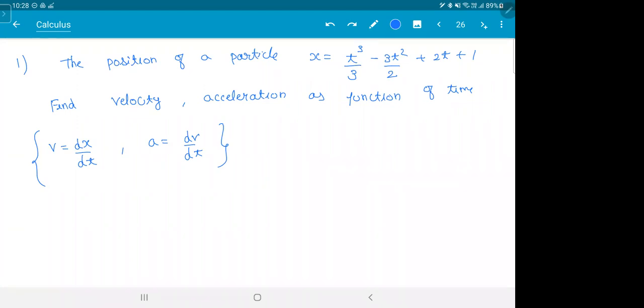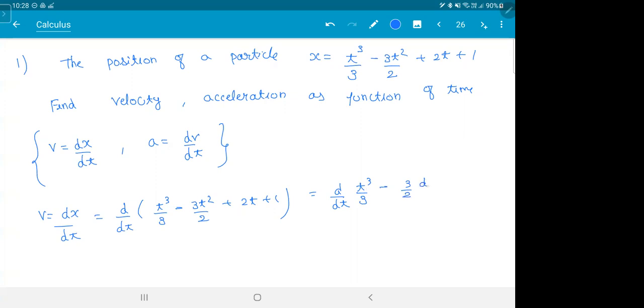See, what is velocity? dx by dt. You have to remember these things. So this would be d by dt. Substitute there: t cube by 3 minus 3t square by 2 plus 2t plus 1. So differentiate each term separately: d by dt of t cube by 3, minus 3 by 2 d by dt of t square, plus 2 dt by dt, and the differential of 1.